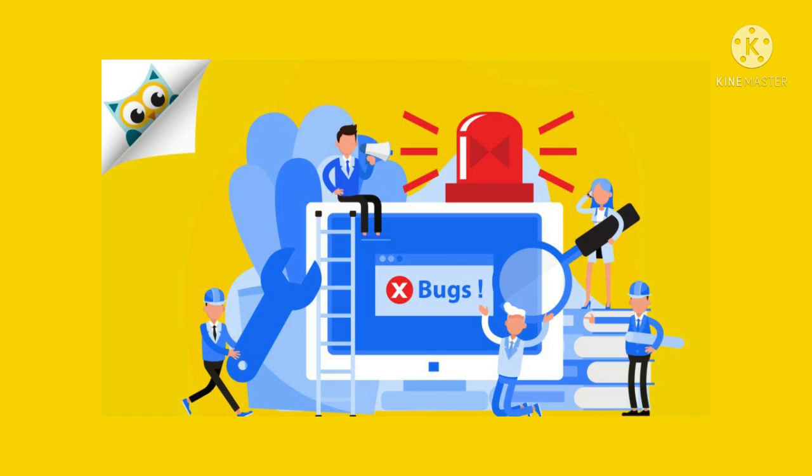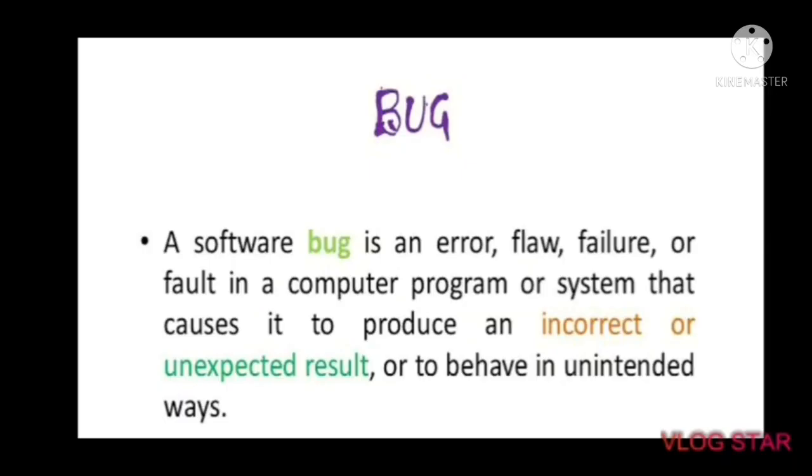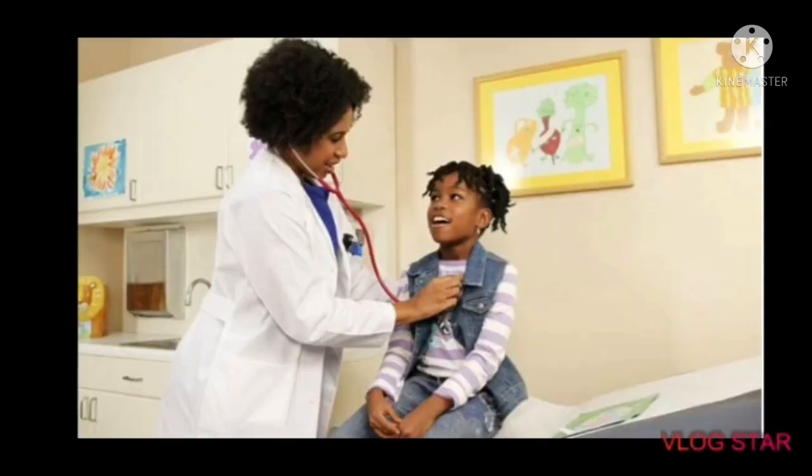So what is a bug? A bug is an error in the program or in the computer that makes it misbehave. So when there's an error in the program, we can say that there is a bug in the program. And a bug is an error in a computer or a program that makes it misbehave or malfunction or behave anyhow.